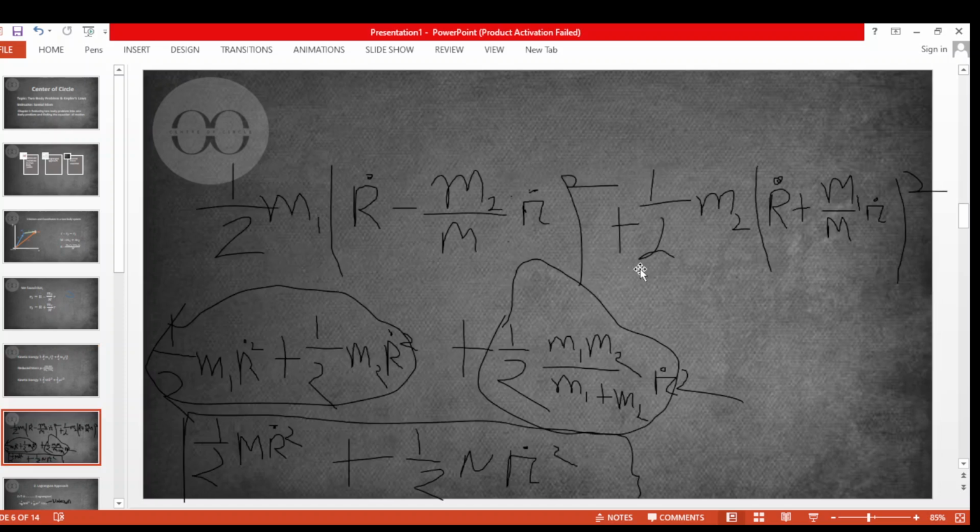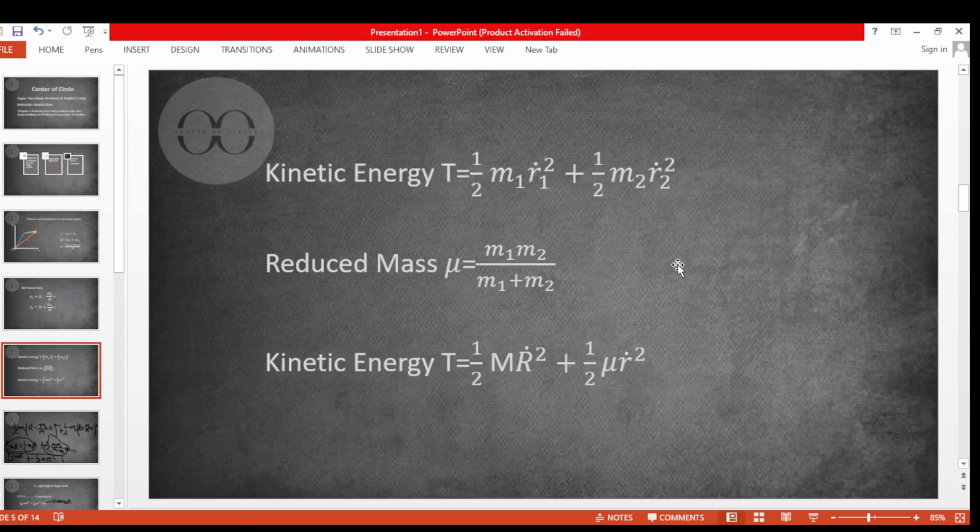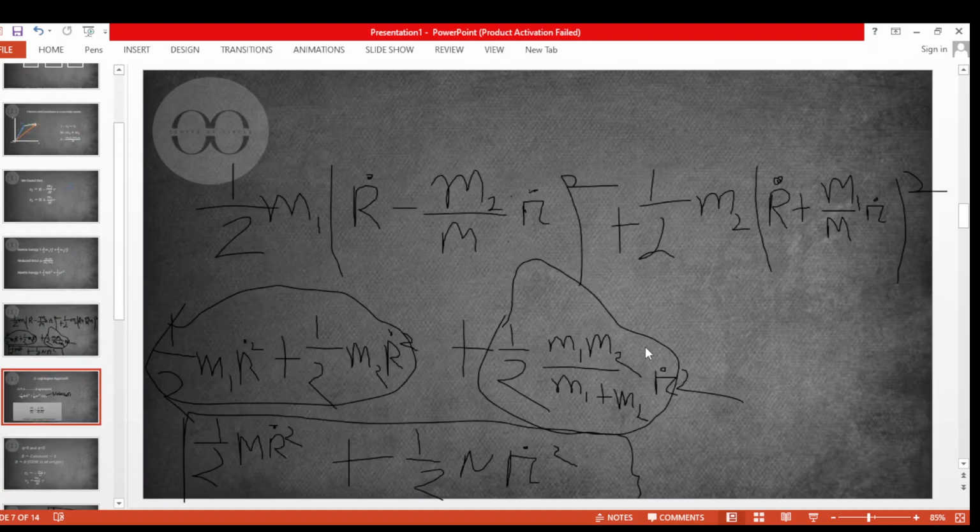Then we found something which was half capital M capital R dot square plus half mu small r dot square, where mu was this term, which is called the reduced mass. Here ends our first topic. What we did was nothing but reducing a 6 degree of freedom equation into a 3 degree of freedom equation, and this was our first step to reduce the two body problem into a one body problem.